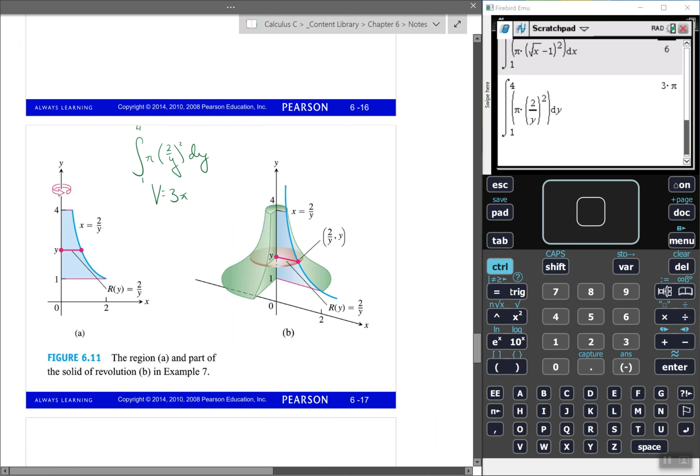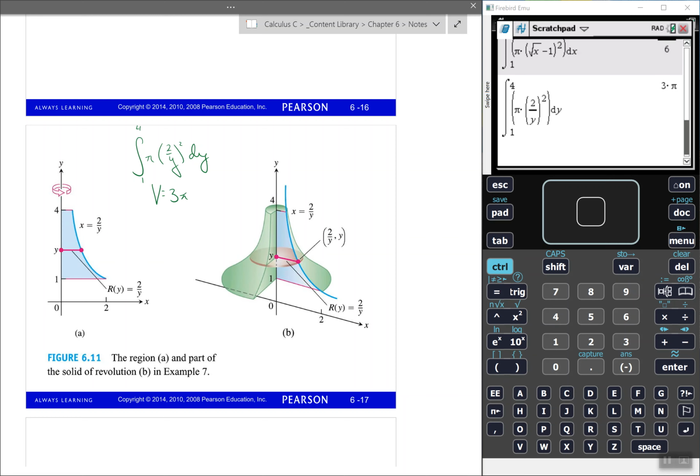If they asked us to rotate it on a different line, so if they asked us to do the rotation over the line x equals 1, they would give it to us as an x equals line now, a vertical line. We do the same thing. We would do the radius 2 over y minus the axis of rotation, minus 1, and we would do the same exact thing that we did in the previous problem.